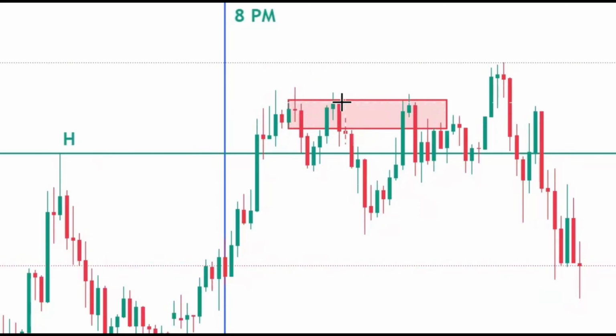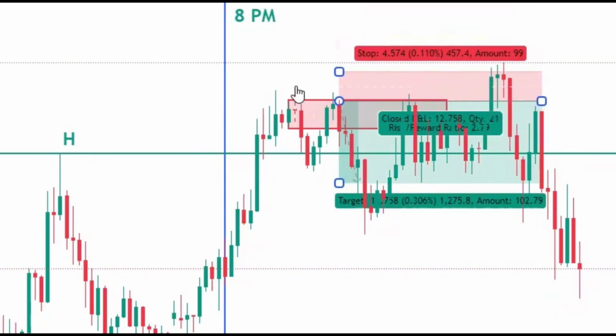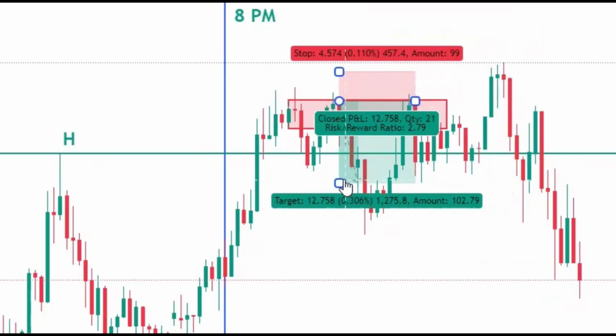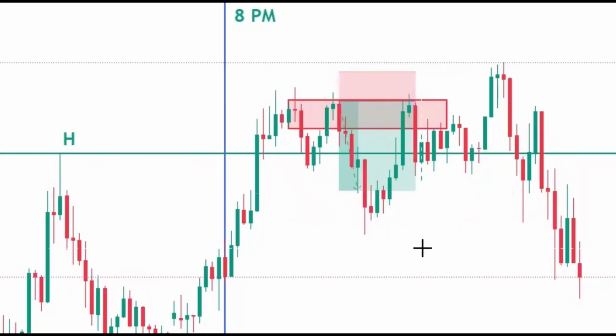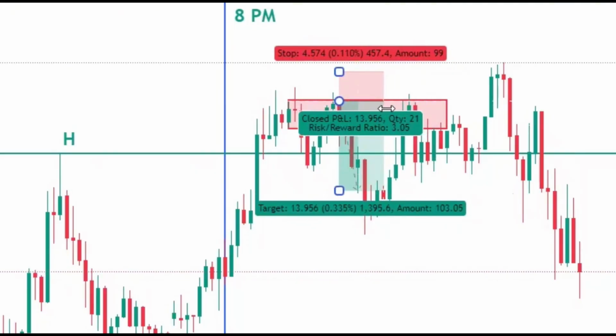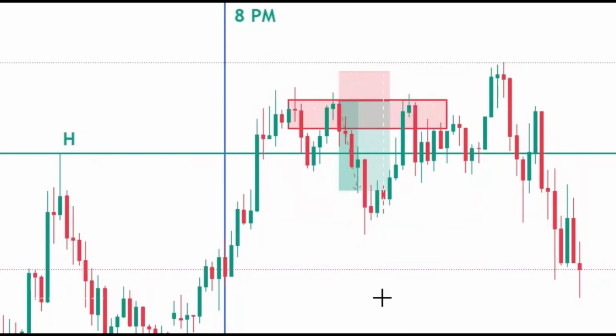So your entry normally is at the top of your zone, stop loss above this last area, and your aim is a 1 to 3. No matter what, it's a 1 to 3, right? And ideally speaking, you would have seen that you would have followed through quite nicely on that, right?